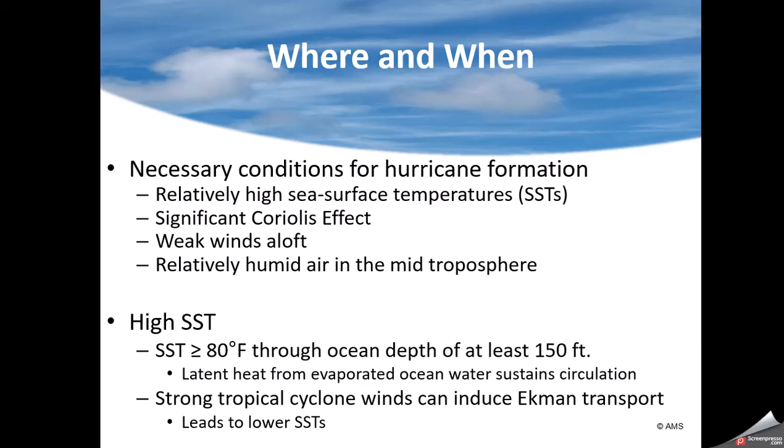Another thing about a hurricane is it needs some Coriolis effect. In other words, you don't get hurricanes forming right along the equator. They've got to be somewhat north or south of the equator. And you don't want winds shearing these thunderstorms apart like we do up here in our latitude. We want very weak wind shear. And the air should be pretty humid throughout the whole mid-troposphere. So that means a lot of moisture.